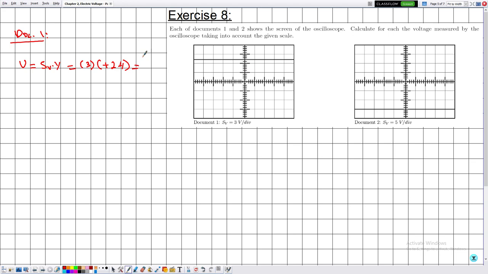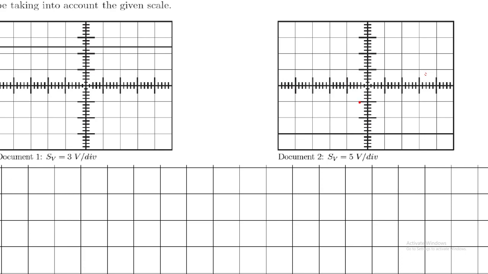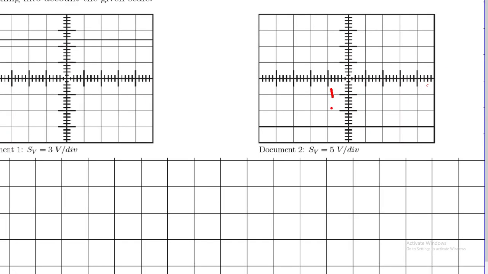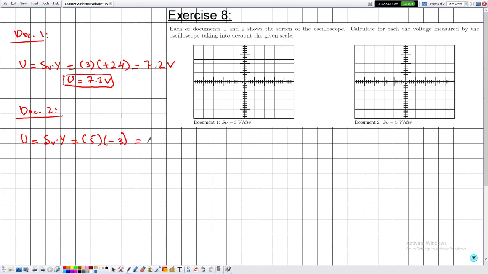And let me calculate this. Then it's given by 7.2. Since both SV and Y are expressed in the SI, the value of U will be in the SI, which is volts. Then U measured by the first document is 7.2 volts. Now as for document 2, we have that U is equal to SV multiplied by Y. Now the value of SV indicated here is given by 5. Notice that Y is displaced downward, so it's negative because the luminous line is displaced downward. What about the number of divisions here? We have 1, 2, 3. So it's given by minus 3. Plugging this on the calculator gives minus 15. Since both SV and Y are expressed in the SI, the value of U will be in volts. Then U is equal to minus 15 volts.